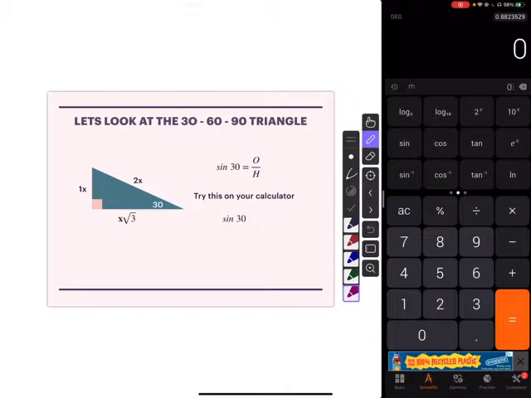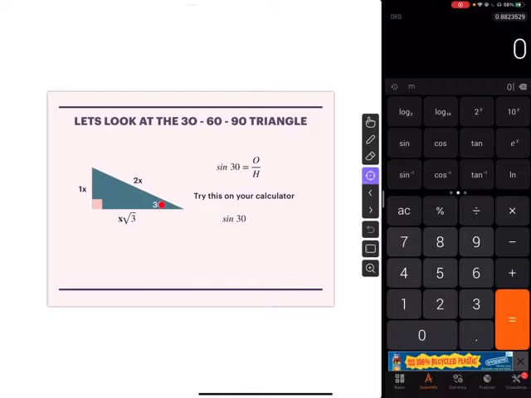So let's take a look at the 30, 60, 90 triangle. If you recall, the ratio for the 30, 60, 90: across from the 30 is x, the hypotenuse is 2x, and the longest leg, I should say, is x root 3.